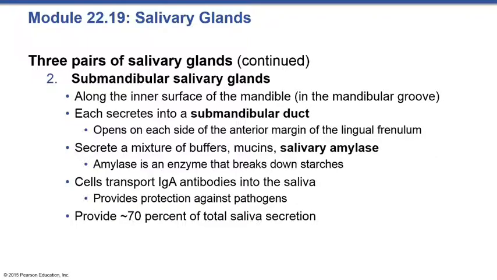It's also transporting some antibodies made, so there is an immune function in your saliva in that it's helping to fight off foreign antigens. And this is your big player. About 70% of your total saliva is coming from these two submandibular glands.